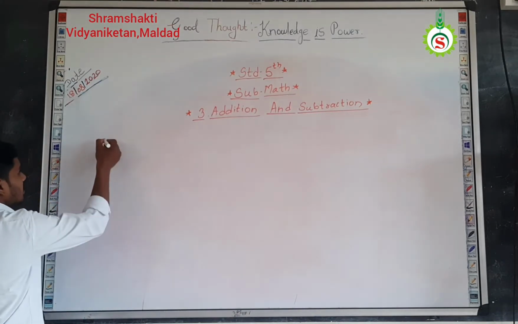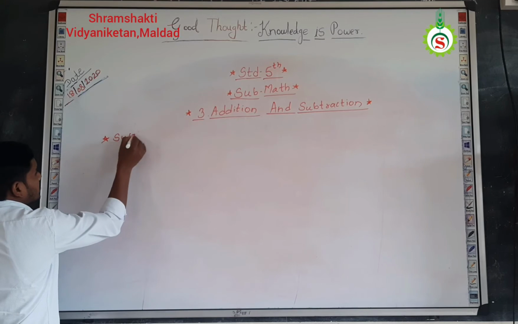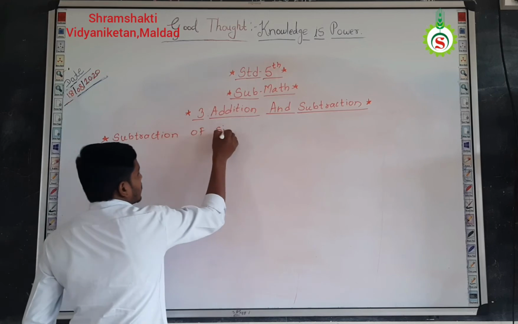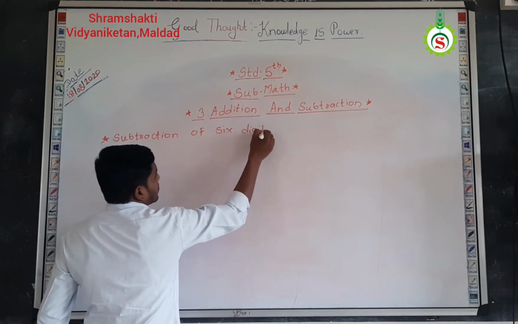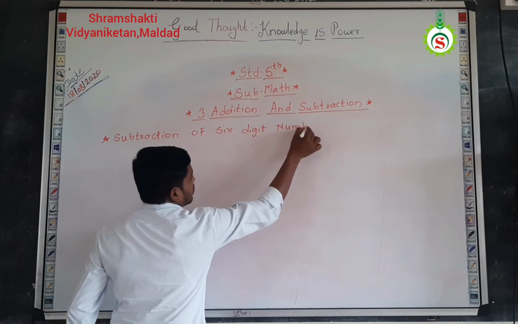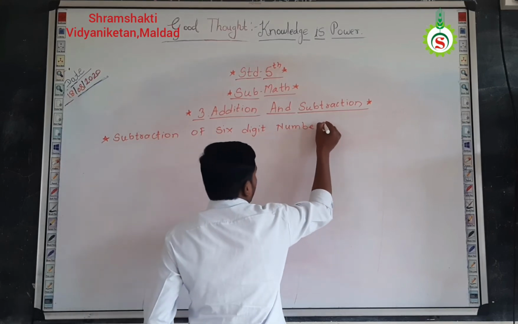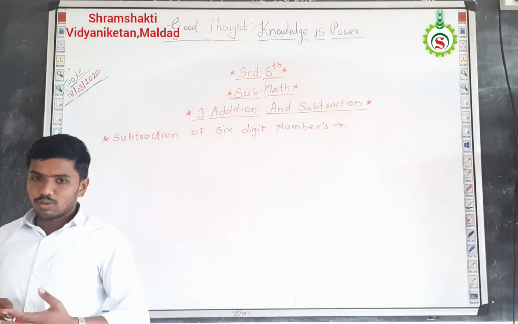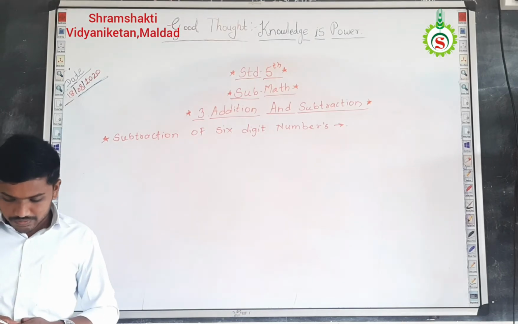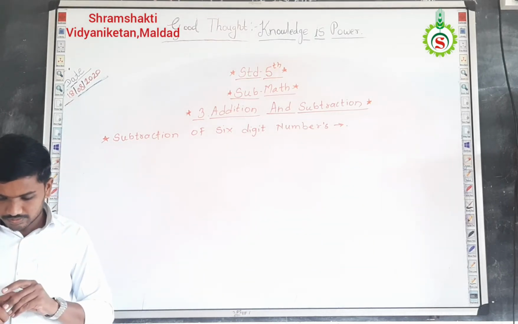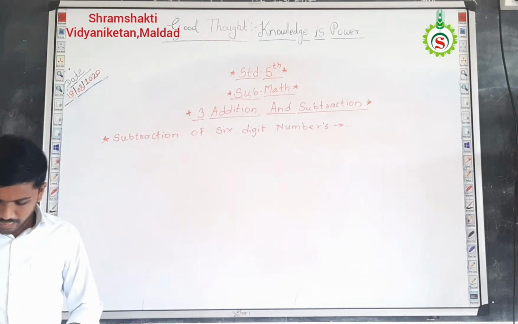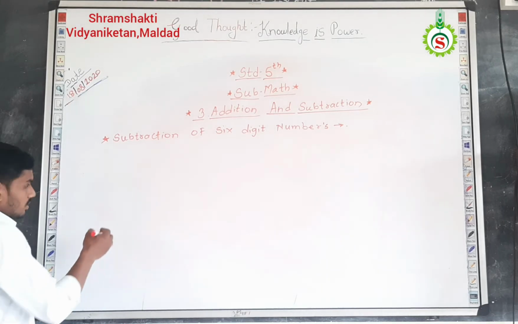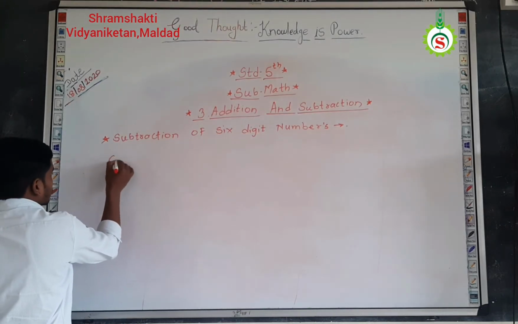So the next topic is subtraction of 6 digit numbers. That means all of you are able to solve the subtraction of 5 digit numbers. Now we will move toward the subtraction of 6 digit numbers. For that, we will take one example which contains subtraction of 6 digit numbers. So the example is like that. The question is like that.